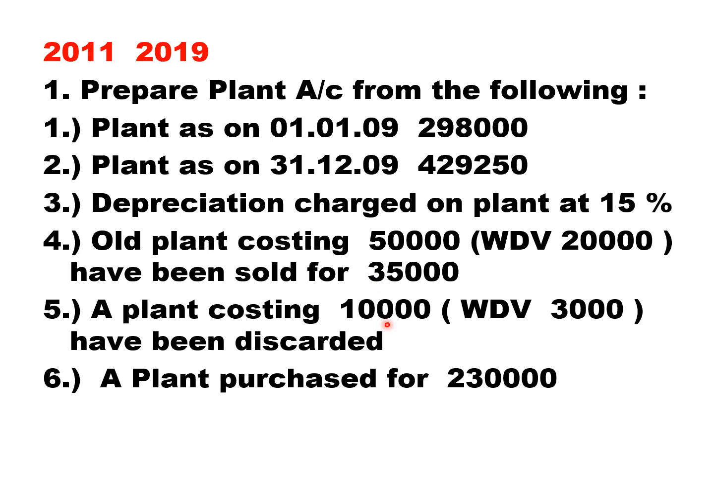So in this particular problem, old plant costing rupees 50,000. That means original cost is 50,000, but WDV is 20,000. That means there is a depreciation of 30,000. How did you get 30,000? Original value minus written down value. So that means plant has come down from 50,000 to 20,000. So therefore, 30,000 will be the depreciation, number 1. Number 2, sale value 35,000. Number 3, there is a profit of 15,000.